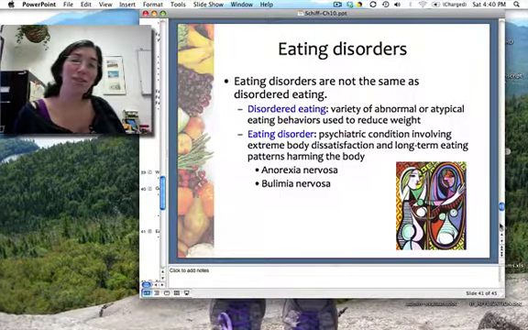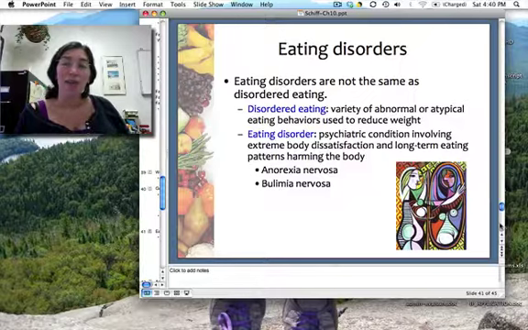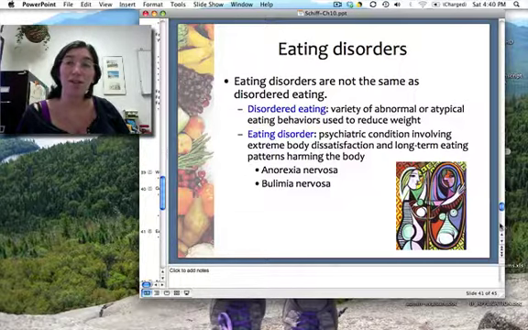So eating disorders is the highlight section in this chapter. And it's an important topic to discuss in a nutrition class. It's something that affects a lot of Americans, much more common in females than in males, also related to the social norms and the social standards of what beauty is.